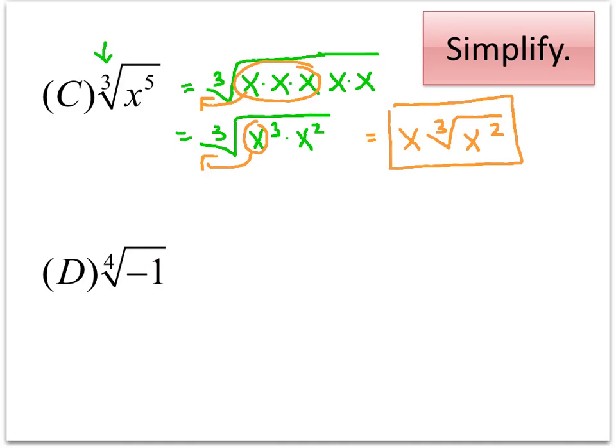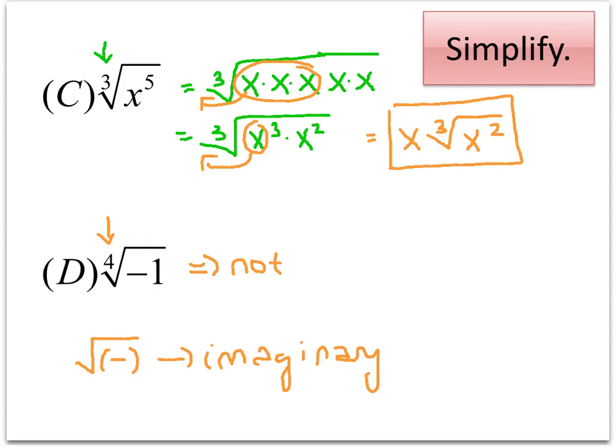Now in this second example here, in example D, we have a negative underneath the radical when we have an even index. Now, the only time that that is allowed is when we have an index of 2, or a square root. And when you have a negative underneath the square root, we know that gives an imaginary answer. But for any other even index, this is not possible. There is no number I can multiply times itself 4 times to give me a negative 1.